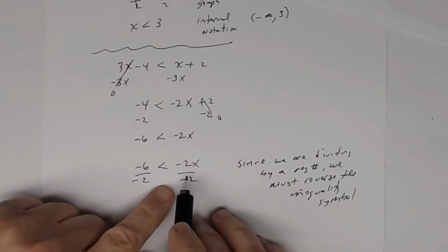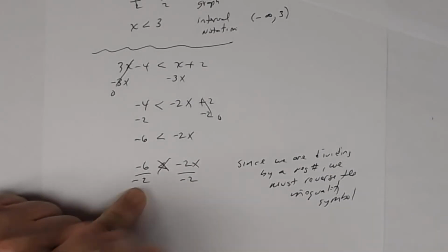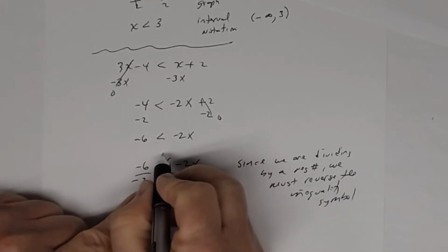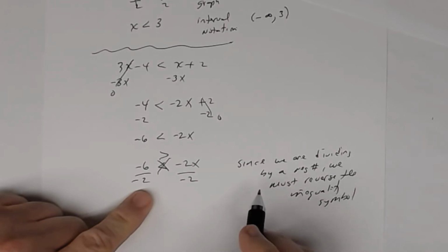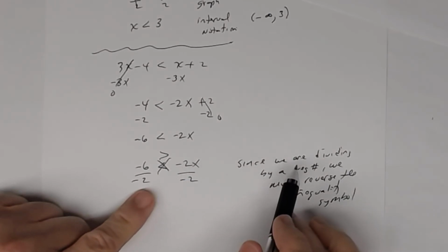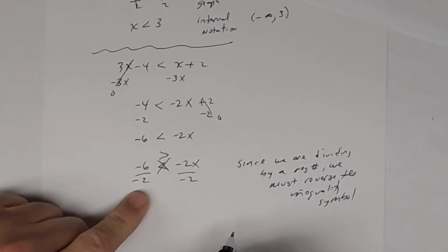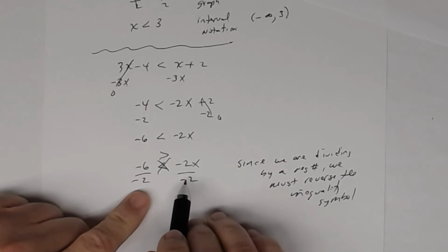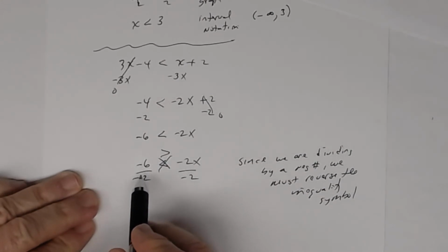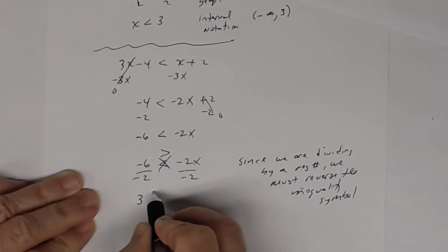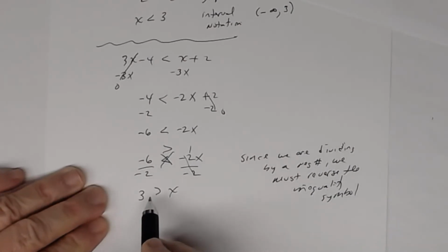All right, so I'm dividing by a negative number, so this inequality statement is no longer true. So I'm going to cross that out since I'm dividing by a negative number, and then I'm going to reverse it, so it should be greater than now. Remember, any time you multiply or divide both sides of an inequality by a negative number, you must reverse the inequality symbol. So here's what I have now. Negative 6 divided by negative 2 is a positive 3 is greater than, and then negative 2 divided by negative 2 is 1. 1 times x is x. So 3 is greater than x.